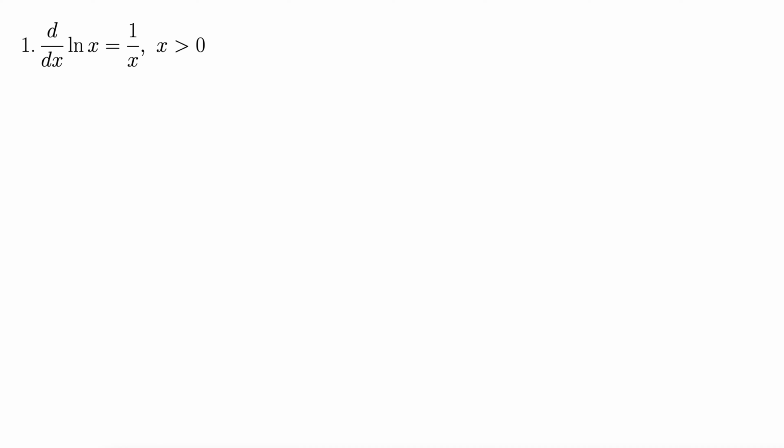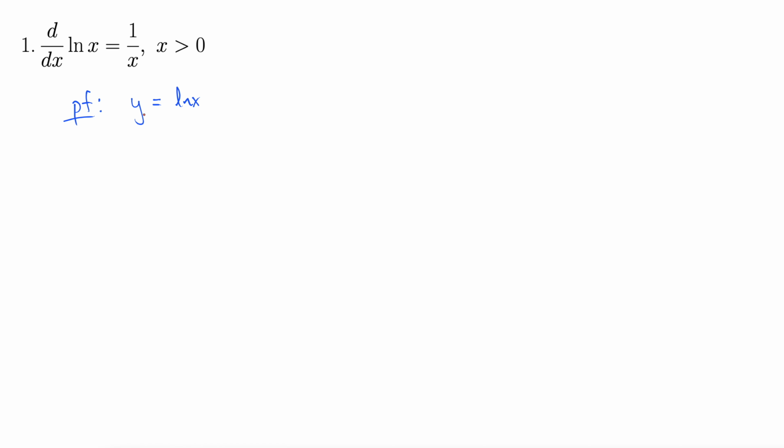We start with the derivative of natural log x equals 1 over x for x greater than 0. This x greater than 0 bit just comes from the domain of natural log. So we're already limited to x greater than 0 just from that domain. So the proof of this is pretty straightforward, really. Let's just write y equals natural log of x.